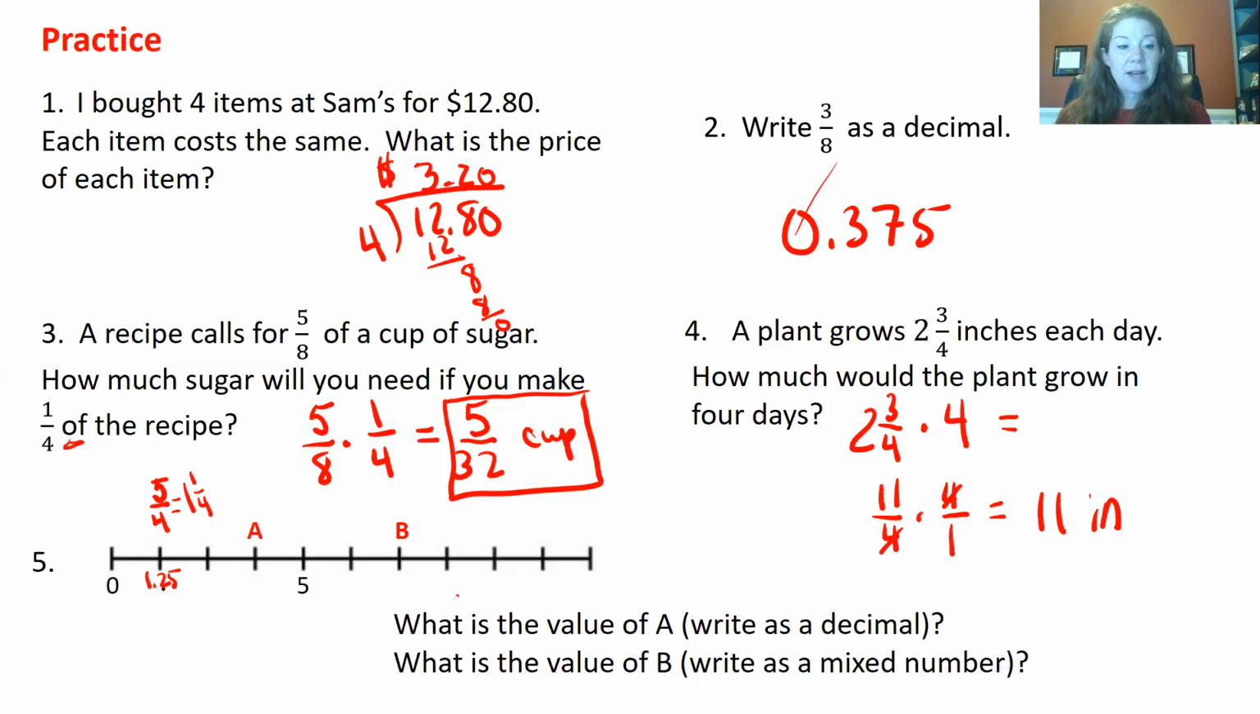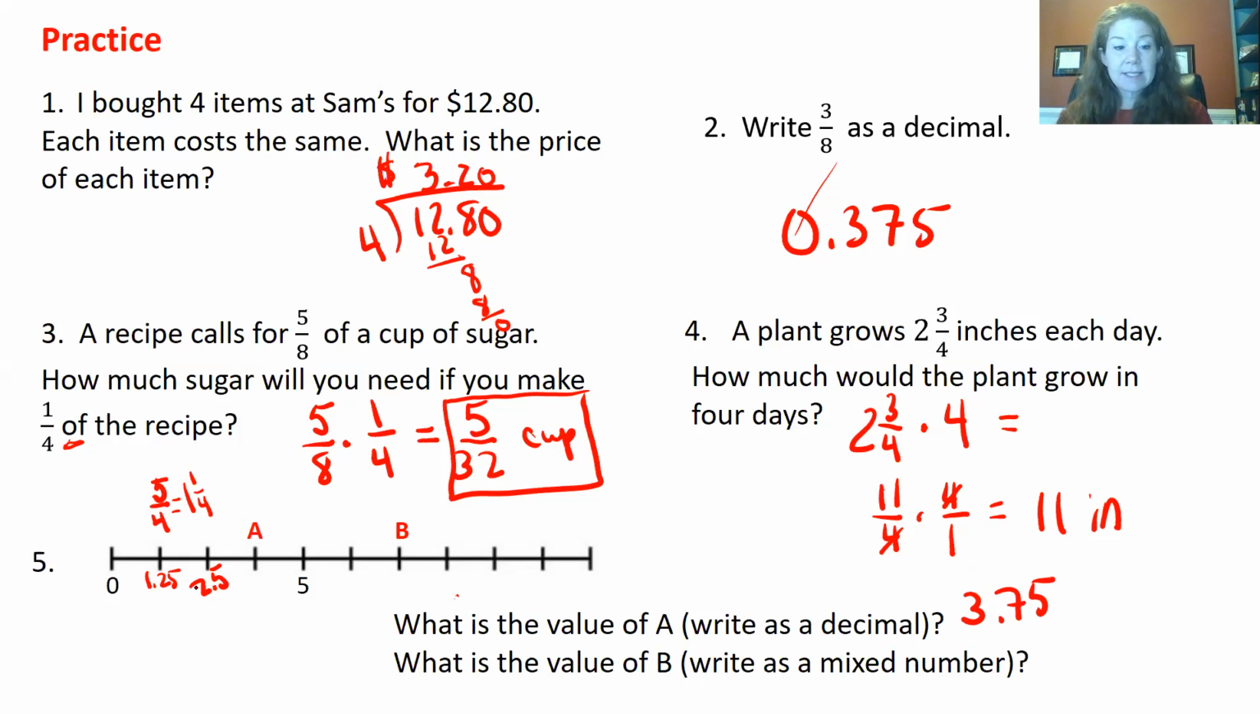So 1.25, the second one would be 1.25 times 2. So 1.25 doubled is 2.5. This will be 2.5. So then we're going to add 1.25 to 2.5. So 1.25 plus 2.5 is going to be 3.75. And that is the first question. What is the value of A? So the value of A is 2.5 plus 1.25 is 3.75.